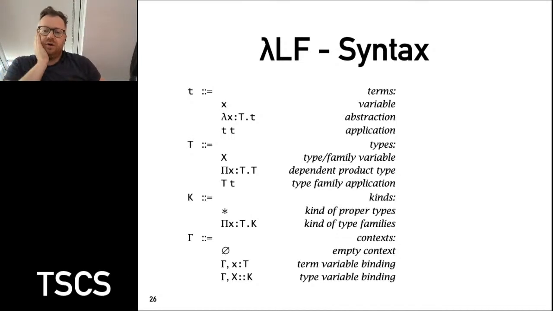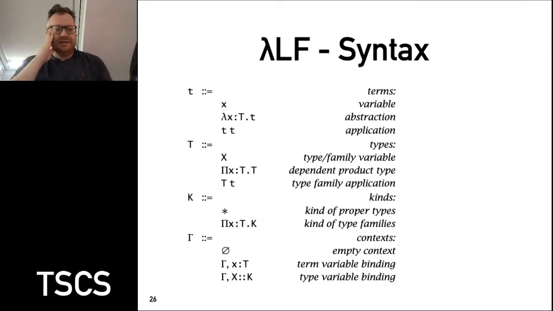Kinding works also very easily. You either have proper types, or you have so-called type families, which are pi types, nothing more than pi types, which return a kind and not a type, as you can see here. Rather neat. So you can also apply it to type families as well.